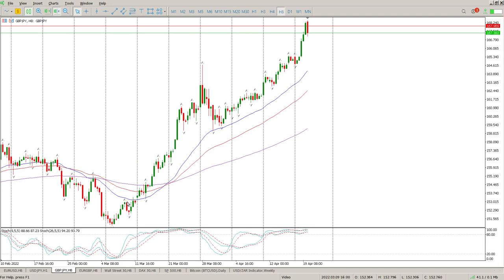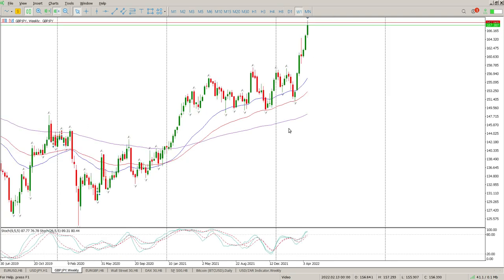British pound Japanese yen, pretty much the same scenario that's going on here. And you can see we have a massive engulfing bar here off a weekly level. So that is potentially the start of a move to the downside.